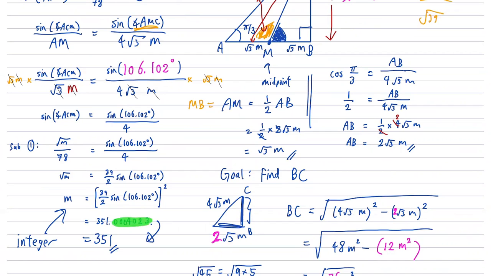And where did this inaccuracy come from? It's actually from this approximation over here. We used an approximated value of this angle, which gave us the problem of a non-exact value of m. So now I'm going to show you a different, more accurate approach that avoids this estimation step. The sine of 106.102 actually came from sine of angle AMC. So now our question is, how can we find an exact value for the sine of angle AMC?